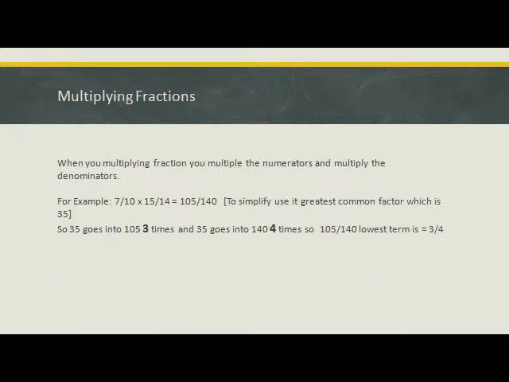Multiplying fractions. When multiplying fractions, you multiply the numerators and multiply the denominators. For example, 7 over 10 times 15 over 14 equals 105 over 140. So simplify using the greatest common factor, which is 35. 35 goes into 105 3 times, and 35 goes into 140 4 times. So the lowest term is 3 over 4.